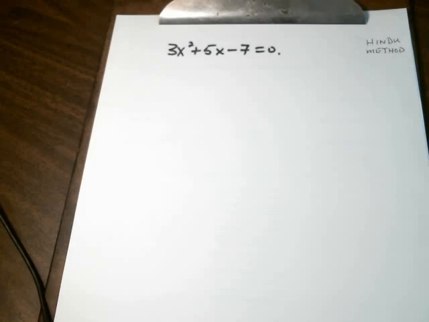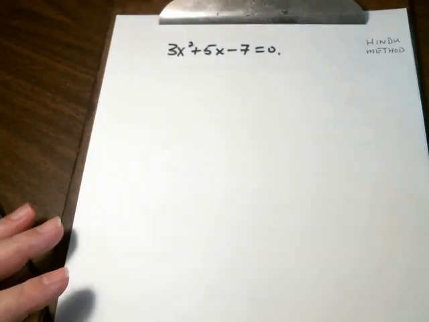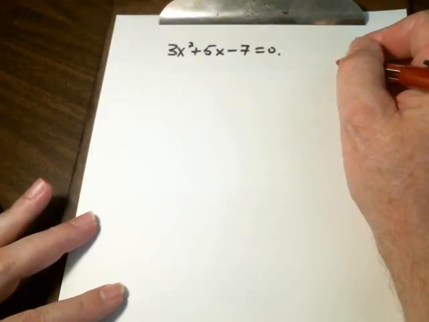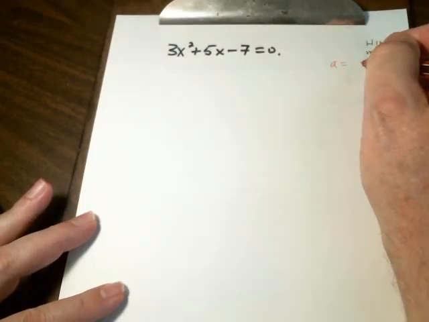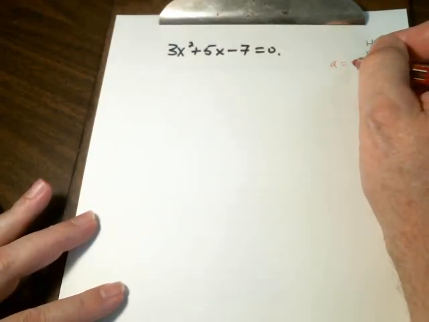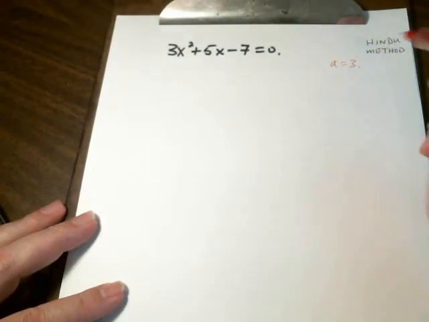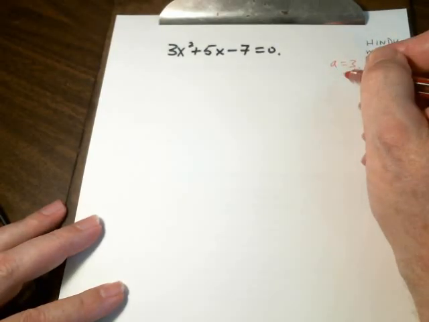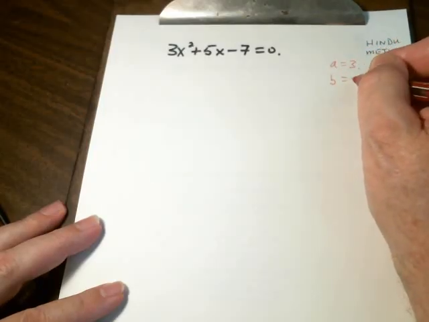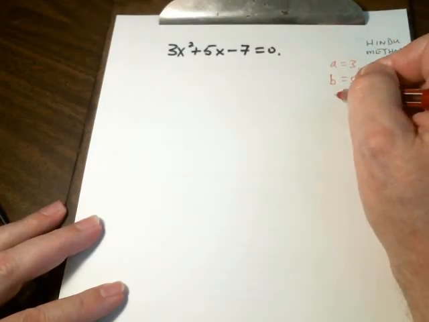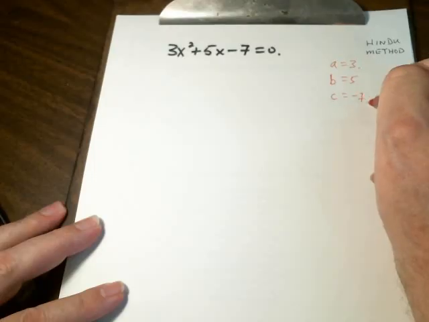In this problem, we're going to solve this quadratic equation using the Hindu method. The first step is the ABCs, that is, identify what A, B, and C are. The A is the leading coefficient, which is 3. The linear coefficient, as it's called, the B, that is 5. And C is equal to -7.